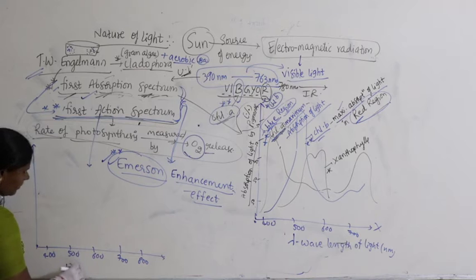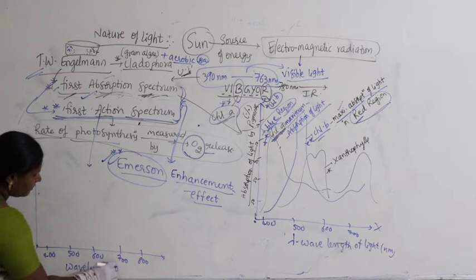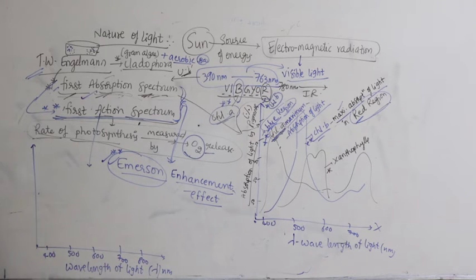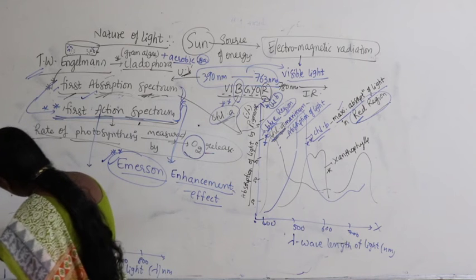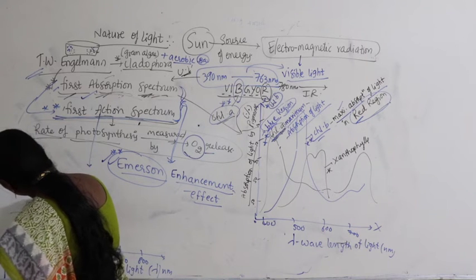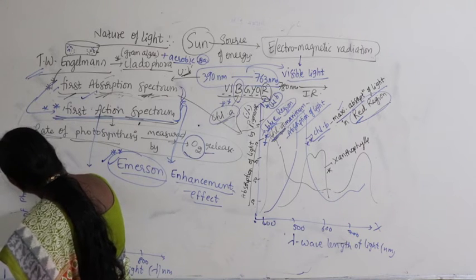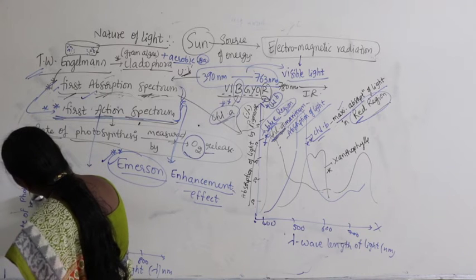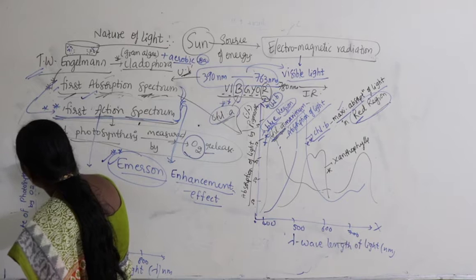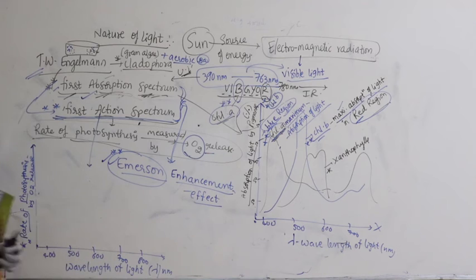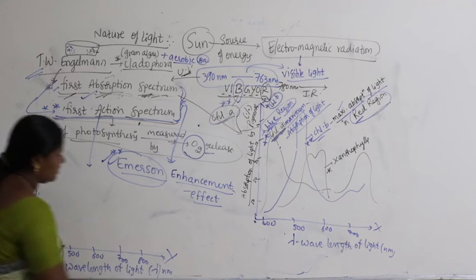Here we take the wavelength of light, measured in nanometers, on the x axis, and the rate of photosynthesis by oxygen release on the y axis. How did we come to know how much photosynthesis took place? By measuring the oxygen release.